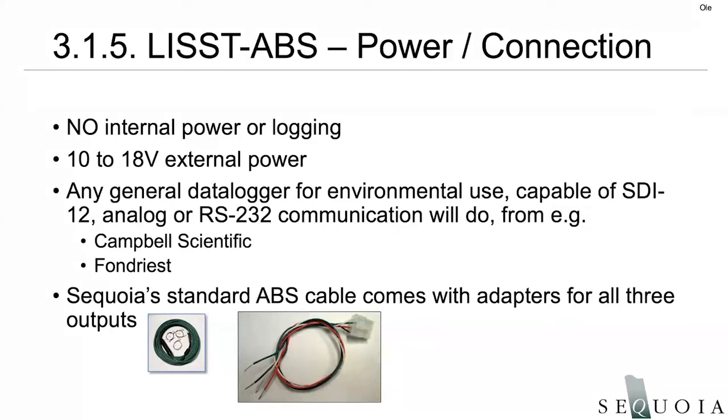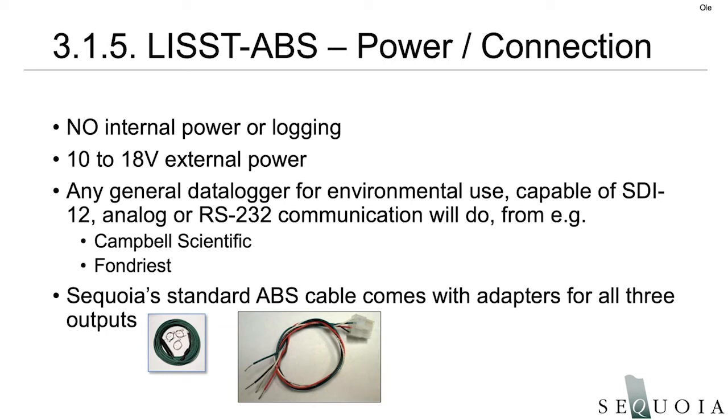We have a cable for handling these three different outputs, the SDI-12, analog, and RS-232. It's being output continuously by the ABS. But in order not to have three different cables, one for each, we have a standard cable, and then we have a little Molex connector on the end of that. And then we provide three small pigtails that are each wired up for SDI-12, analog, and RS-232.